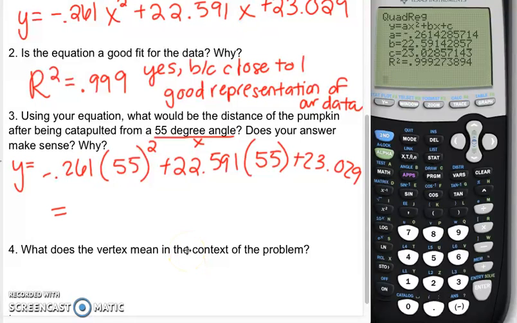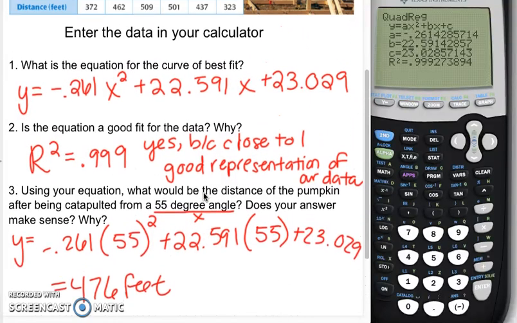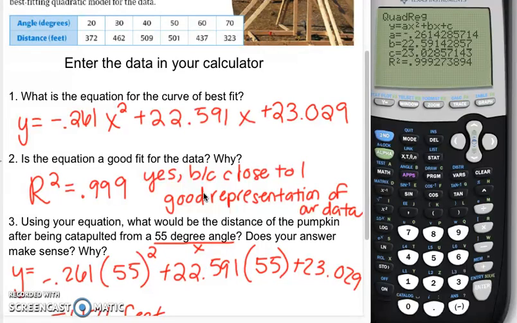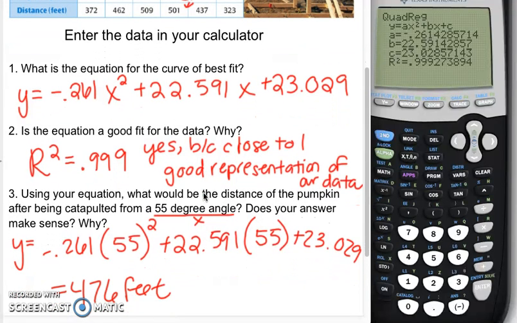So you would get 146 feet, okay, once you type that in the calculator. So does that answer make sense? Why or why not? Let's check up here in the table. 55 feet would be somewhere in between here. So I'm looking for a y value that's between 501 and 437, which that number is in between my data up here, so that makes sense.